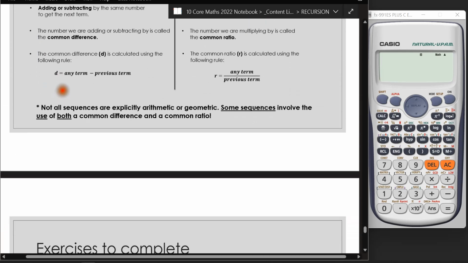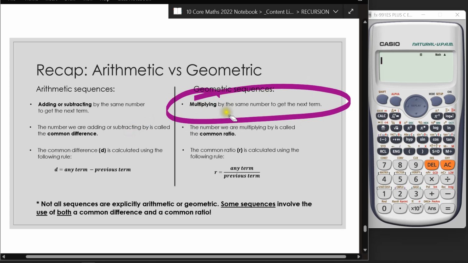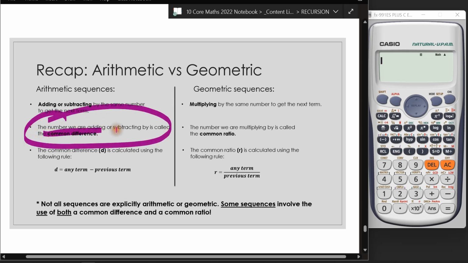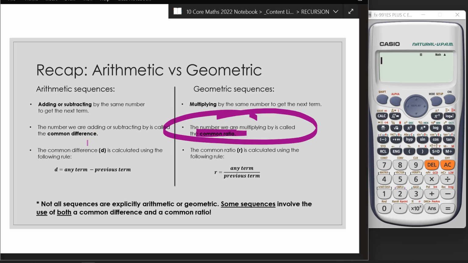All right, so just to recap before we finish up, the differences between arithmetic and geometric, so you understand them. Arithmetic sequences are adding and subtracting. Okay, so remember that. To get the next number, you're adding and subtracting. But with the geometric sequence, you're multiplying to get the next number or the next term. With arithmetic sequences, the number that you're adding and subtracting by is called the common difference. But in geometric sequences, because you're multiplying, it's called the common ratio. So understand the difference between them. Arithmetic sequences, common difference, add, subtract. Geometric sequence, it's just multiplying, so it's common ratio.